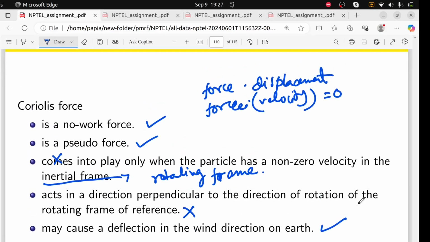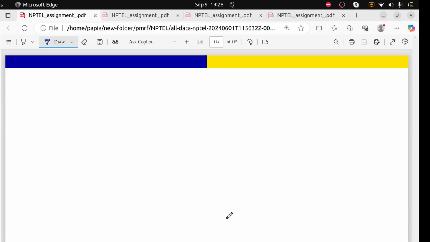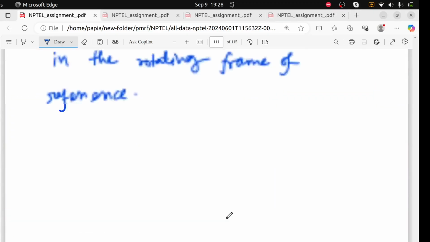So the Coriolis force is a no-work force, it is a pseudo force, and obviously comes into play when the particle has a non-zero velocity in the rotating frame of reference. The Coriolis force acts in a direction perpendicular to the velocity vector of that particle, not the direction of the rotation of the rotating frame, and it may cause a deflection in the wind direction on the earth. Yes, that is correct. So for this case, the first one, second one, and the fifth one are the correct options. Okay, maybe we will recapitulate all these questions a little bit.